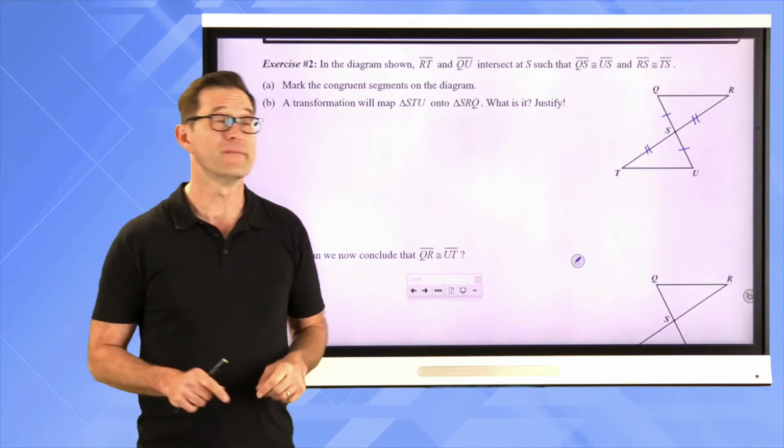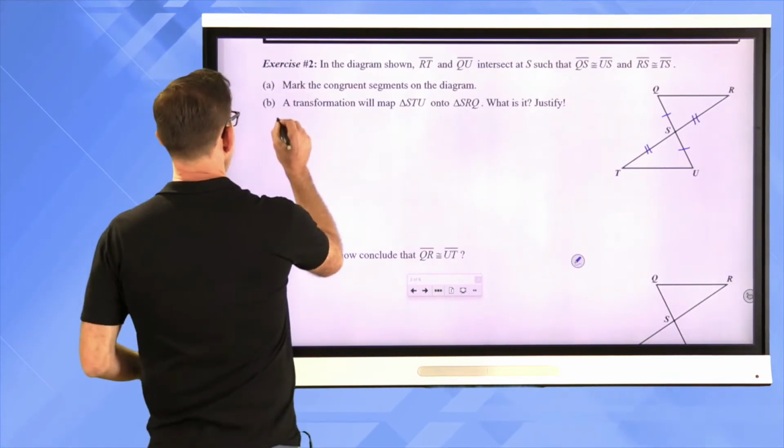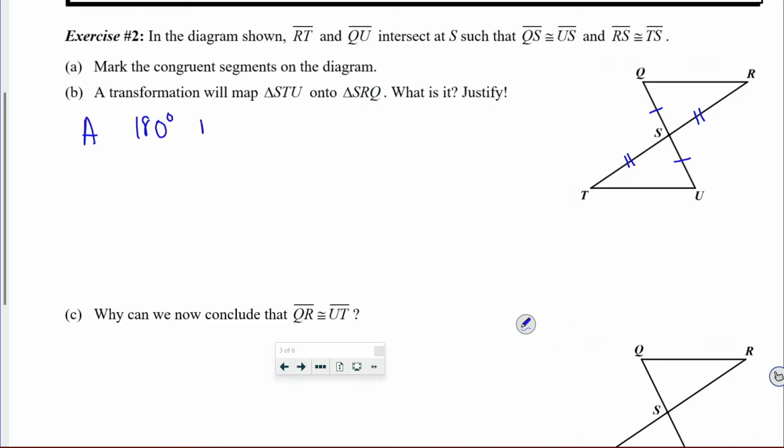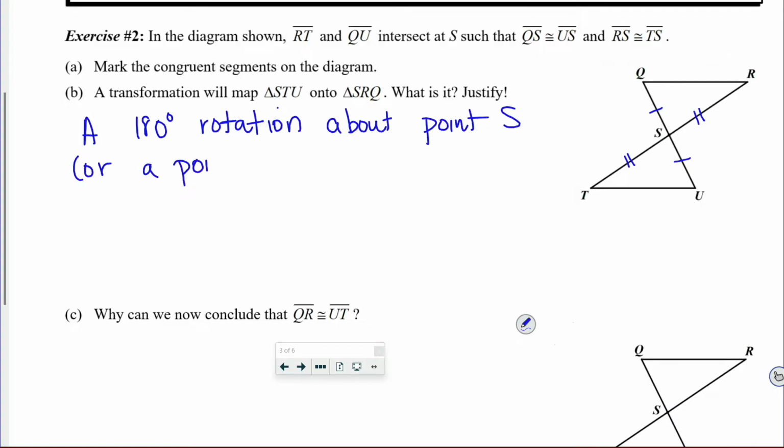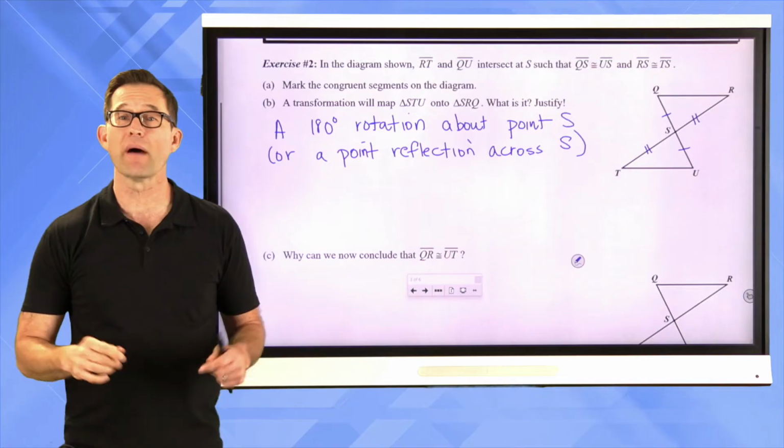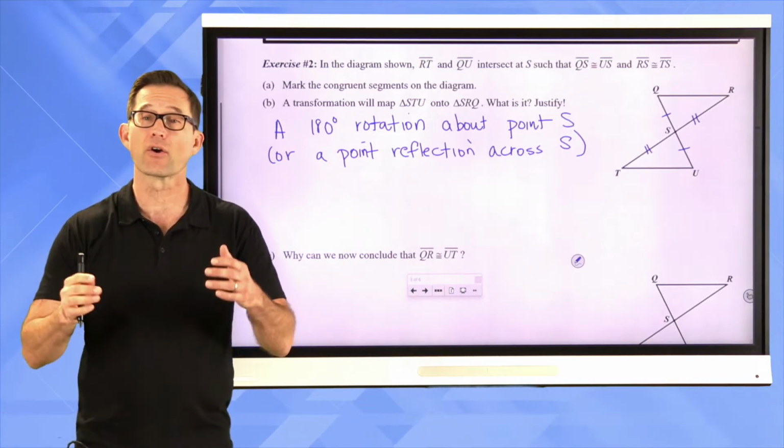All right, well, I'm hoping you said one of 2 things. A 180-degree rotation about point S, or a point reflection across S. By the way, those 2 are the same thing, right? A 180 rotation about point S or a point reflection across S.